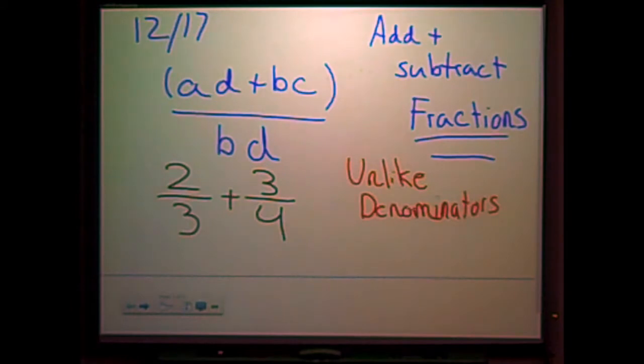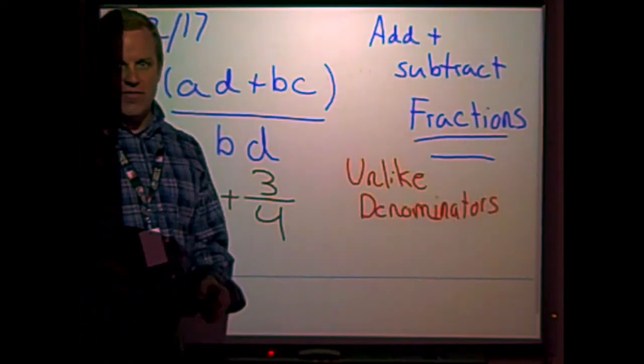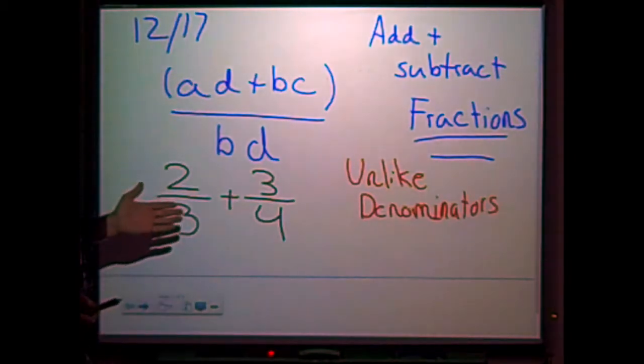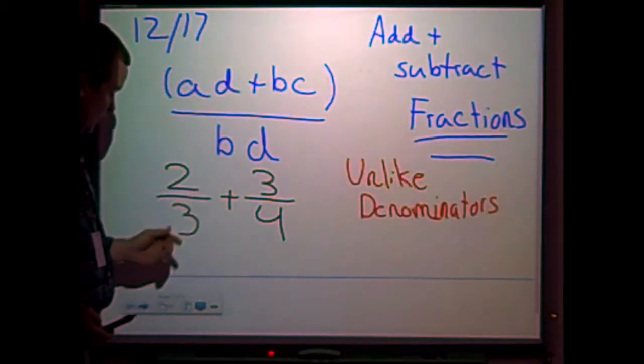We're going to use this formula to do it. Hopefully this is a quick and easy way for you to add and subtract fractions with unlike denominators. The first step in this method is identifying the parts of your number sentence. We're going to use this example, 2/3 plus 3/4.